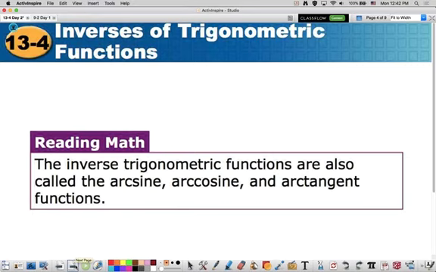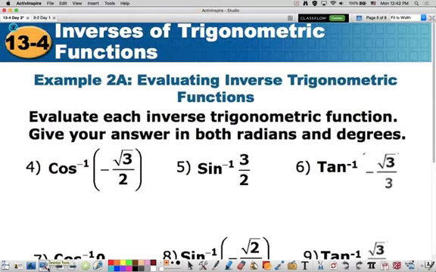If you hear me use these words, arcsine, that's talking about sine inverse. Arccosine, that's talking about cosine inverse. Arctangent, that's talking about tangent inverse. Okay, so you should know those words. Now we're going to try these together.